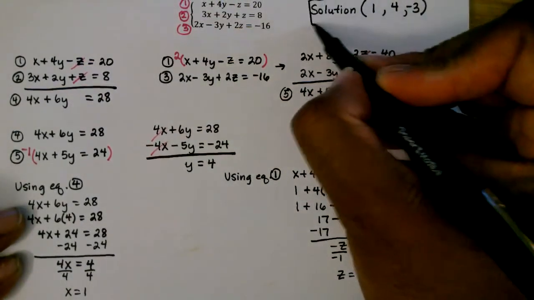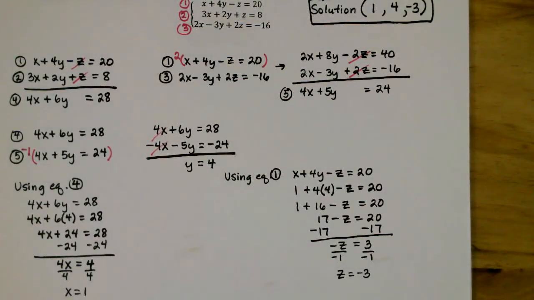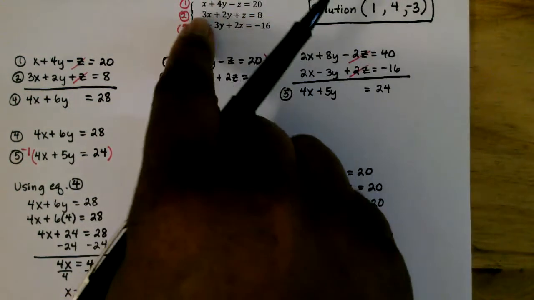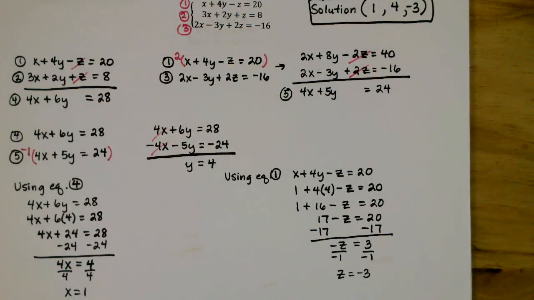So here at the very top is the solution to that system of linear equations in 3 variables: 1, 4, negative 3. And of course, I'll leave the check up to you. That means you just substitute the 1, the 4, and the negative 3 for x, y, and z respectively in each equation. The left side should equal the right side.